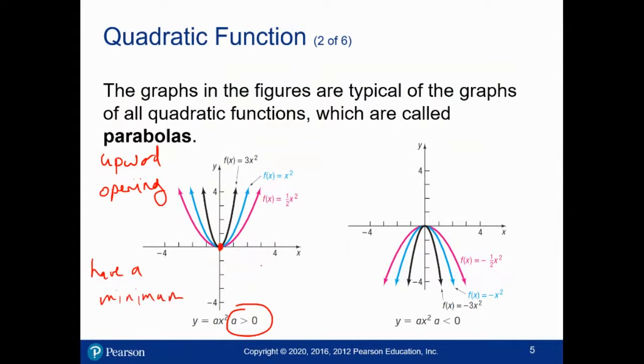Here they're all graphed at the origin. Once we start doing horizontal moves and vertical moves, they could be somewhere else. But if a parabola opens upwards, it has a lowest point. Now, conversely, if a is negative, these are called downward opening. And they don't have a lowest point, they have a highest point. Okay, so if a is positive, it's an upward opening parabola and it has a minimum. If a is negative, it's downward opening and it has a maximum. And if a is 0, it's not even a parabola.